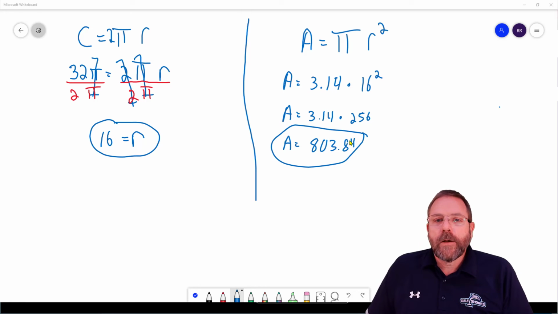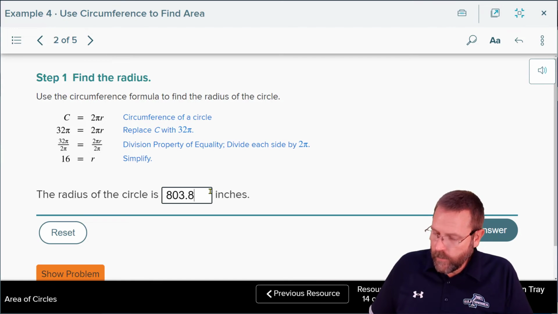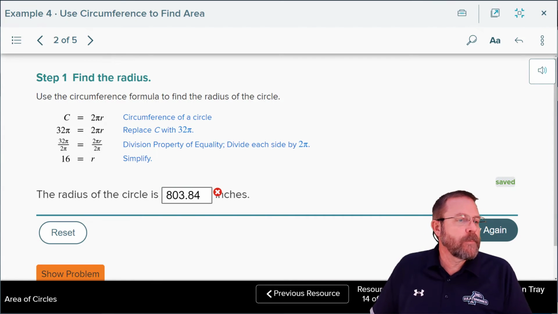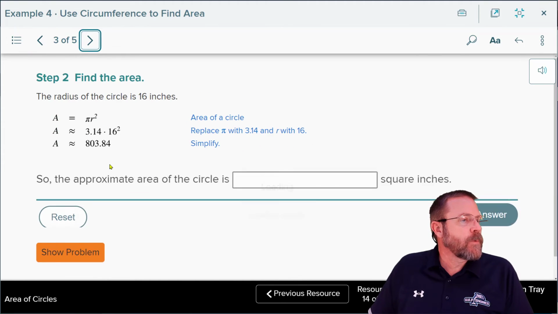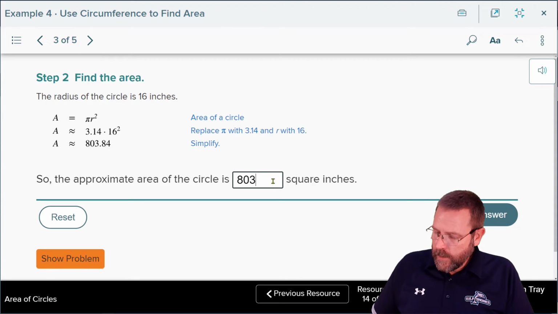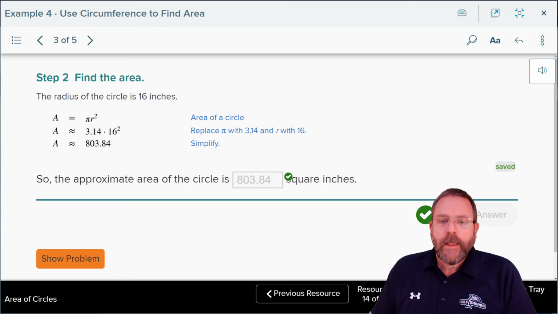We're going to jump back over to our problem right here, type it in, 803.84, and check, and somewhere I did something wrong. Oh, that's why, because right here they're just asking for the radius, so we're going to plug in the radius right there. That checks, and now we're going to see, yep, there it is, 803.84 for the area, and we're good again.